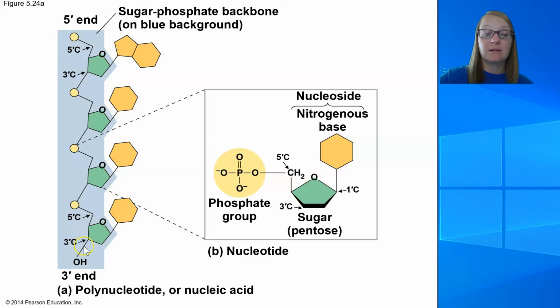On the opposite side, we look at the last nucleotide and its sugar. We count the carbons. We've got carbon 1, 2, 3. This 3rd carbon is going to be connected to the next nucleotide in line down here, and so we call this end the 3' end.